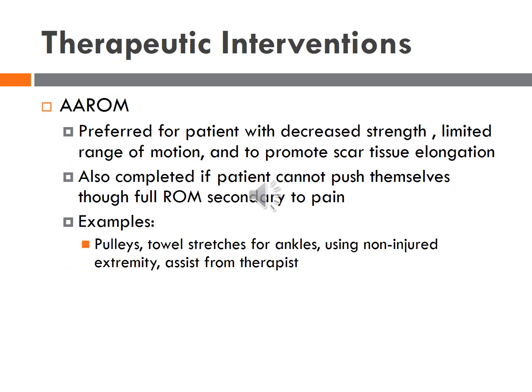Active assistive range of motion is preferred, though, for patients who have decreased strength and limited range of motion. It also promotes scar tissue elongation, so if a patient already has scars, or this might be a patient that you're seeing in an outpatient clinic whose burn was a while ago or years ago, this will help that tissue elongate. It's also completed if a patient can't push themselves through range of motion because of pain. They still have to do it if we're going to preserve function, return to normal functional activities. Ways to do this, we already know these, are by using pulleys, towels, a non-injured extremity, or therapist hands-on assist.